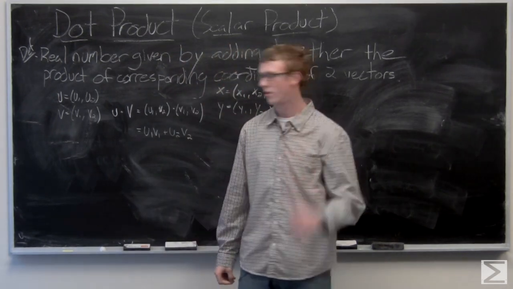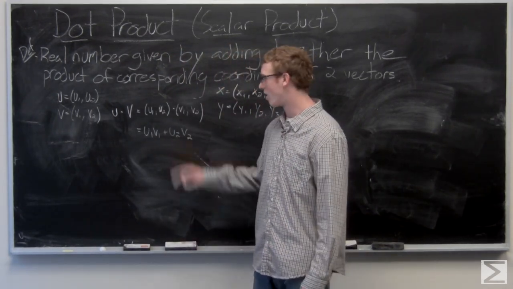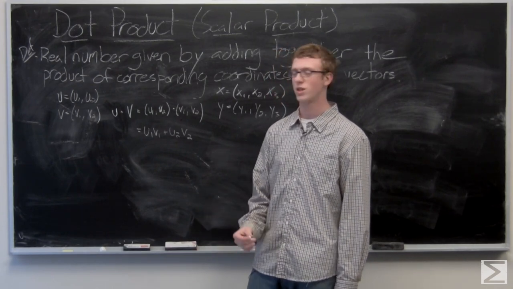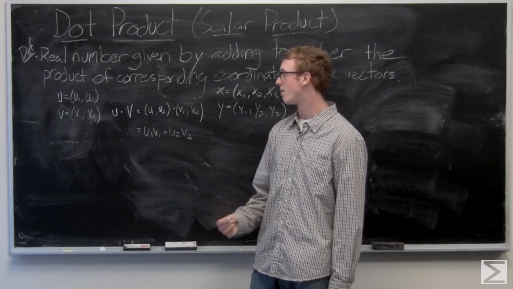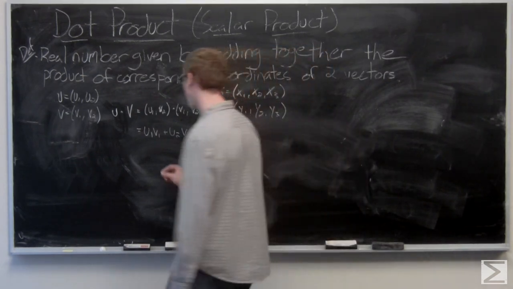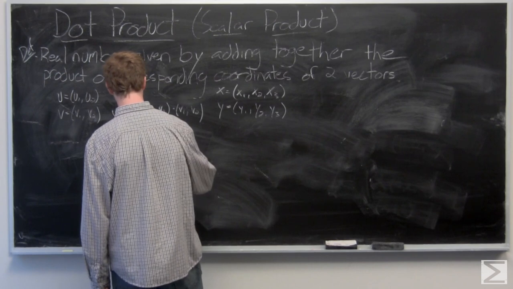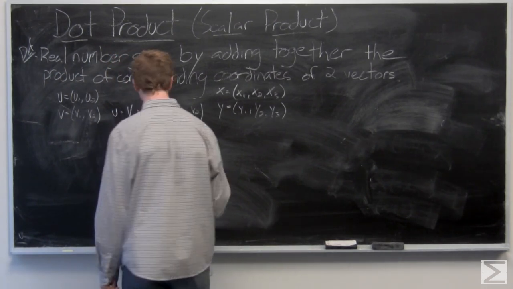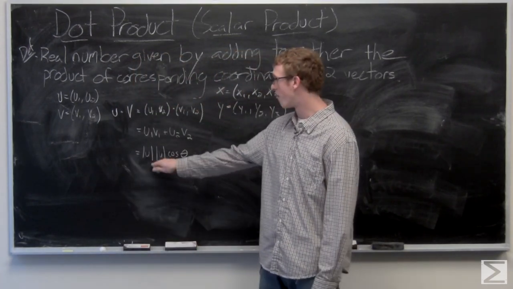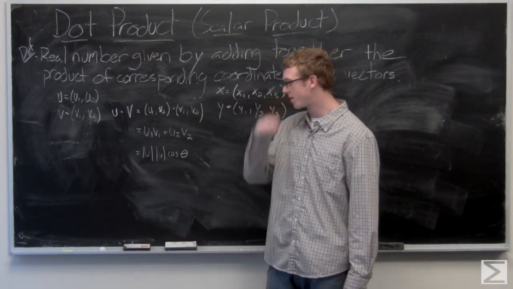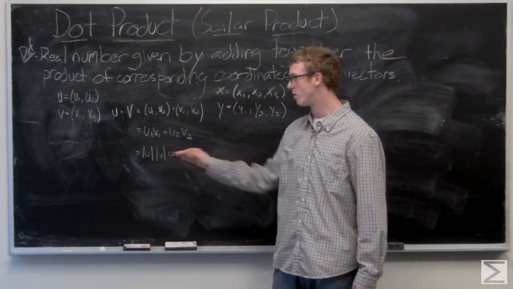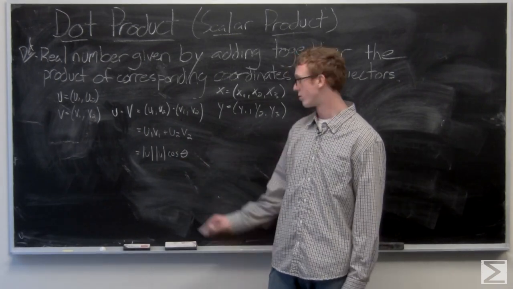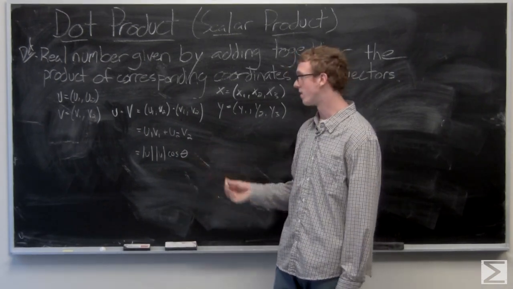Now, an interesting result of this dot product is that this is also going to be the magnitude of u times the magnitude of v times the cosine of theta, with theta being the angle between the two vectors. So I've used bars here to denote the magnitude of u and the magnitude of v, which you can see in another video, and then times cosine theta, where theta is the angle between the two vectors.